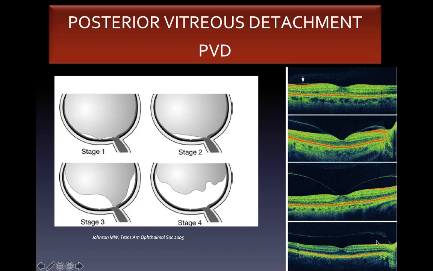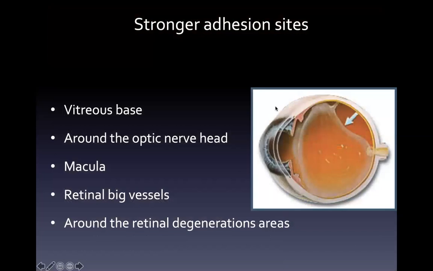So there are some stronger adhesion sites, like the vitreous base, as I told you before, and also the optic nerve head area. It's attached to the optic nerve head area with a fibrotic membrane called Weiss ring. I will show it later. It is also more strongly attached at the macula, the retinal big vessels, and around the peripheral retinal degeneration areas, which I will talk about later.